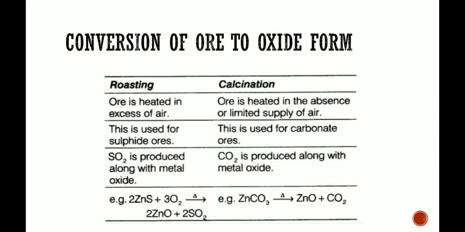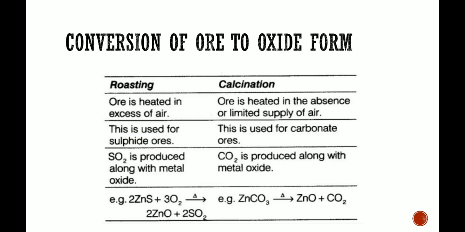So conversion of ore to oxide form can be done by roasting and calcination. Now what is roasting and what is calcination? When sulfide ores are roasted in a furnace in a free supply of air below the melting point, the ore changes to its oxide form. Especially this is done for zinc blende and other metals which are present in sulfide ore.